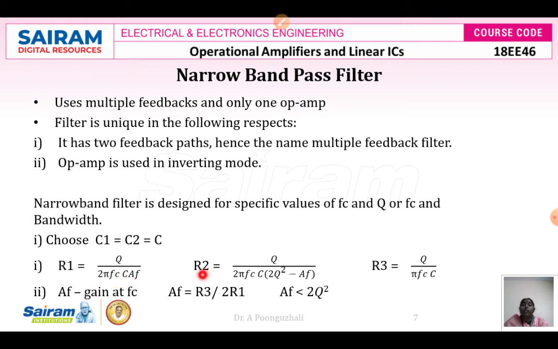Next is R2. R2 is nothing but Q by 2 pi FC into C into 2Q square minus AF. Q is the quality factor. R3 is nothing but Q by pi FC into C, where AF is the gain at the center frequency. Gain at the center frequency is R3 by 2 R1. Always remember that the gain will be less than 2Q square. Okay, so this is the design of your filter. You just have to remember the formulas of your R1, R2, R3.